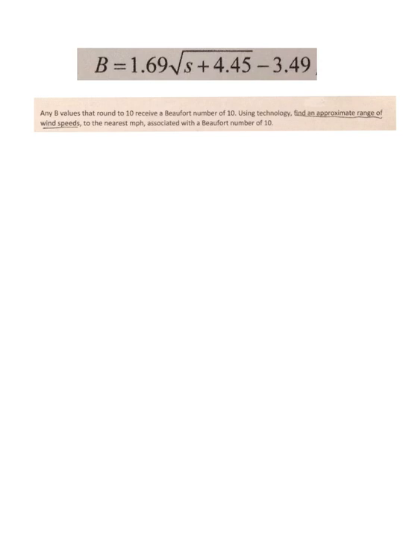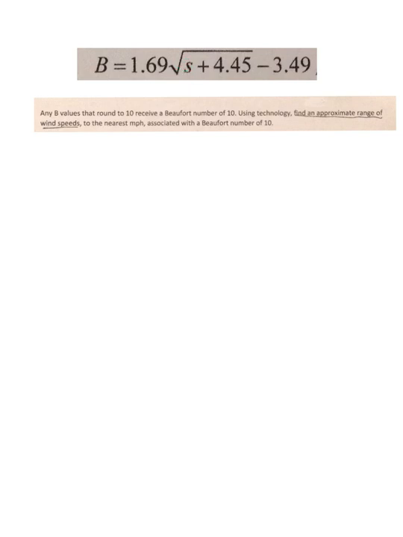Okay, so then the last part here. It says any b value, so that's your Buford value, that rounds to 10, receive a Buford number of 10. Okay, so using technology, find an approximate range of wind speeds, to the nearest mile per hour, associated with a Buford number of 10. Okay, so let's read that again. Basically they want you to find a range of wind speeds. So they want you to find values of s.